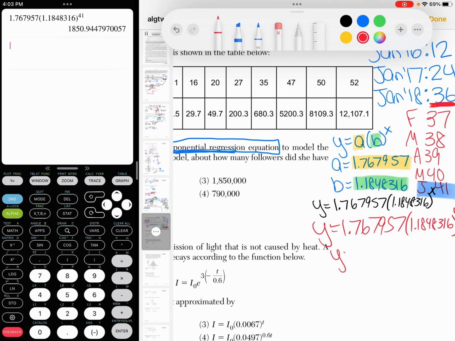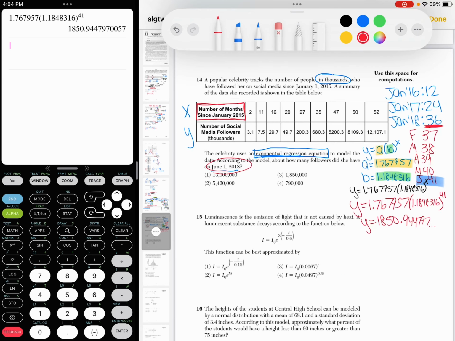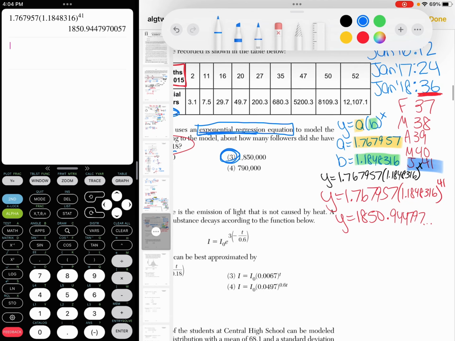So hang tight for a second because I know the answer is not on the multiple choice. We'll talk about it in a second, but this is the number that I got. Now you have to remember that your y variable is in thousands. So if this is in thousands, I'm going to have to multiply it in thousands if it seems accurate to do that in your calculator. But if you look at the answers, it's pretty self-explanatory. It's got to be choice 3. It's the only one that has that 1850. But to put it in terms of thousands, you're going to have to move that decimal point over 3 spots.